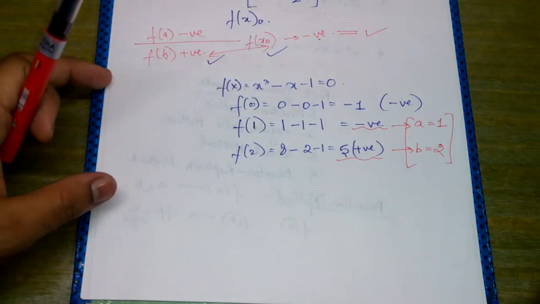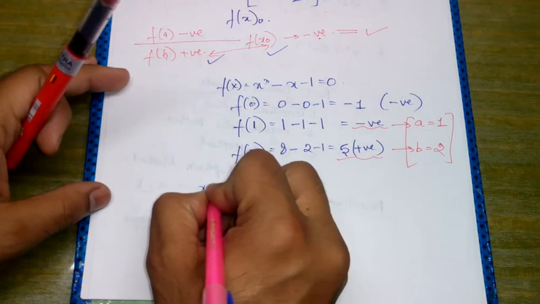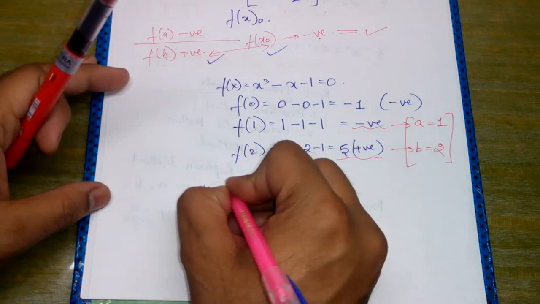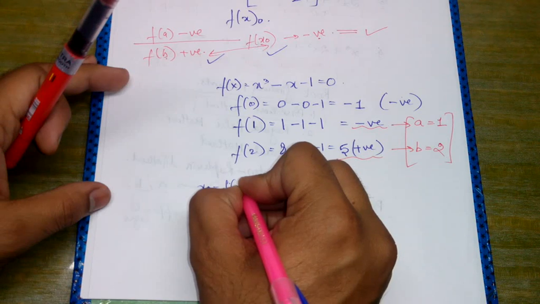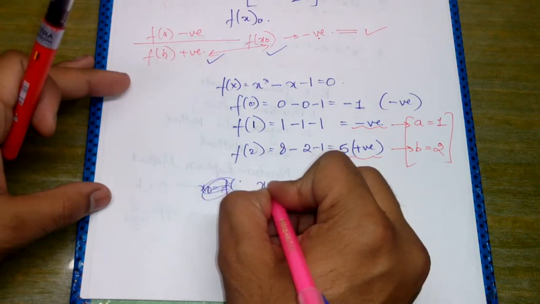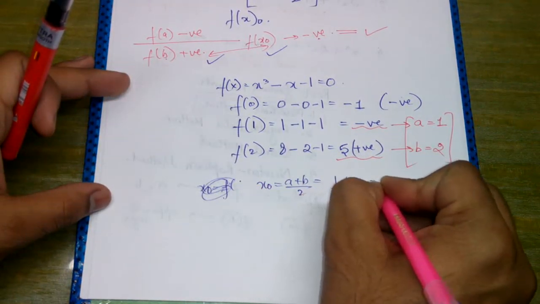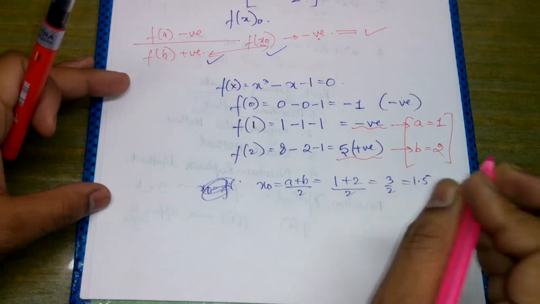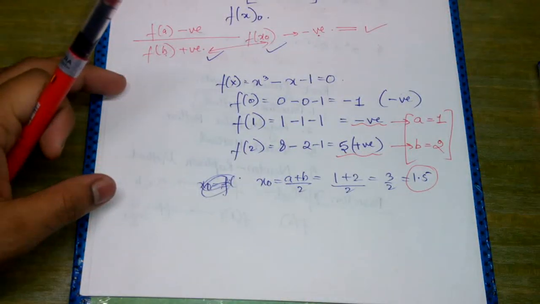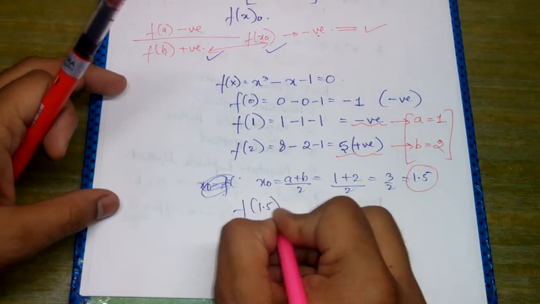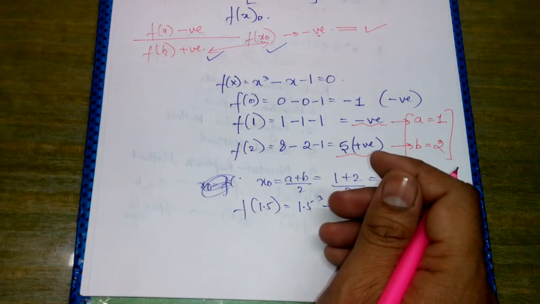So, the first root, the first approximation that will be used here, x0, would be equal to (a plus b) upon 2. It is 1 plus 2 upon 2, 3 upon 2, that is 1.5. Now we will find out the value of the function at 1.5. So f(1.5) can be written as 1.5 cube minus 1.5 minus 1.